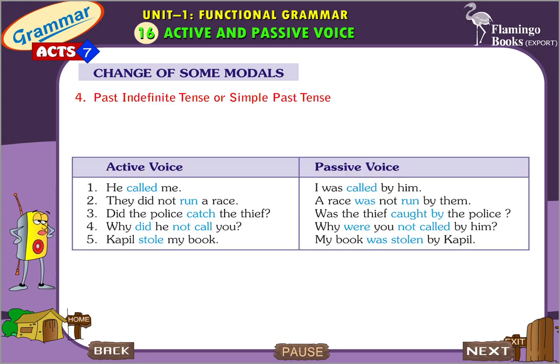Active voice. Passive voice. He called me. I was called by him. They did not run a race. A race was not run by them. Did the police catch the thief? Was the thief caught by the police? Why did he not call you? Why were you not called by him? Kapil stole my book. My book was stolen by Kapil.